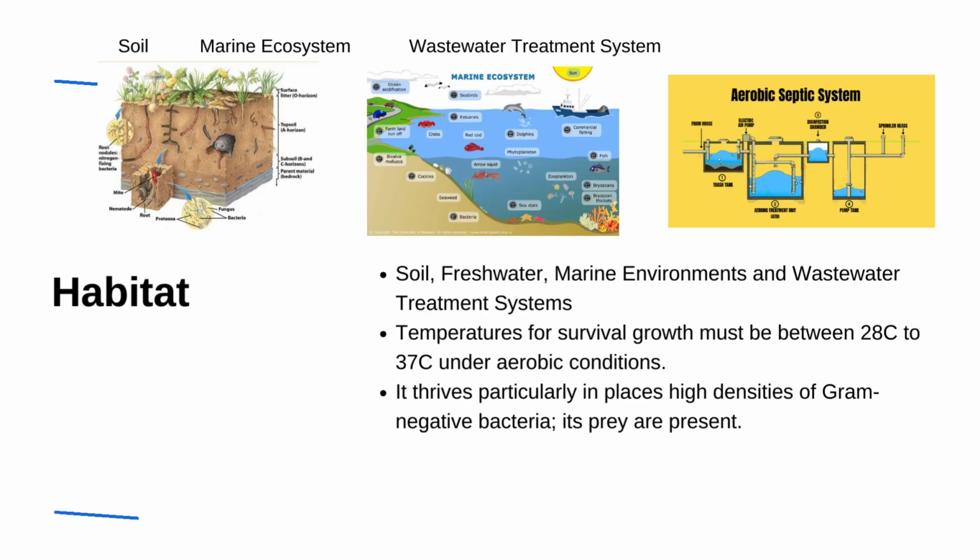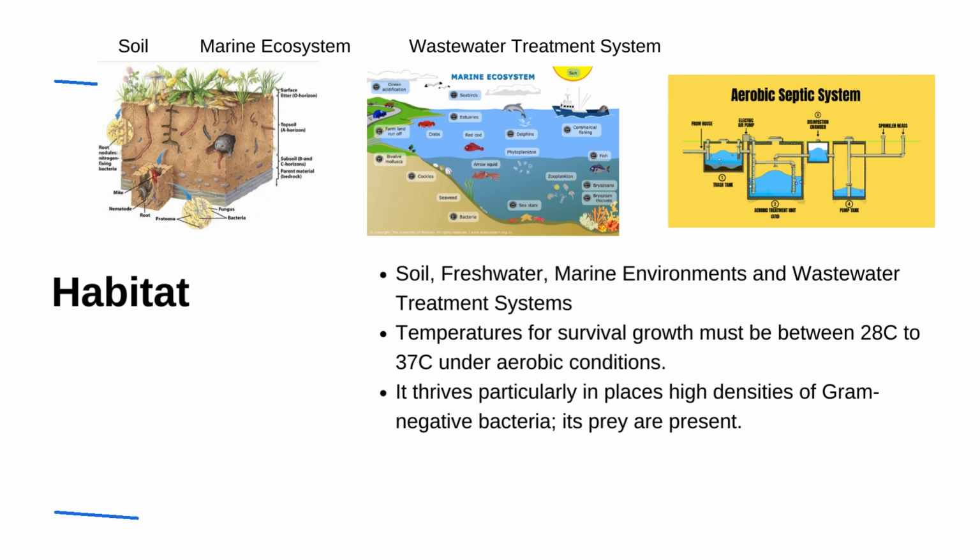Here are a few environments that Bdellovibrio lives in. It lives in soil, fresh water, marine environments, and wastewater treatment systems. In these different environments, Bdellovibrio remains at a temperature of 28 to 37 degrees Celsius under aerobic conditions. It thrives particularly in places with a high density of gram-negative bacteria. Its prey has to be present.